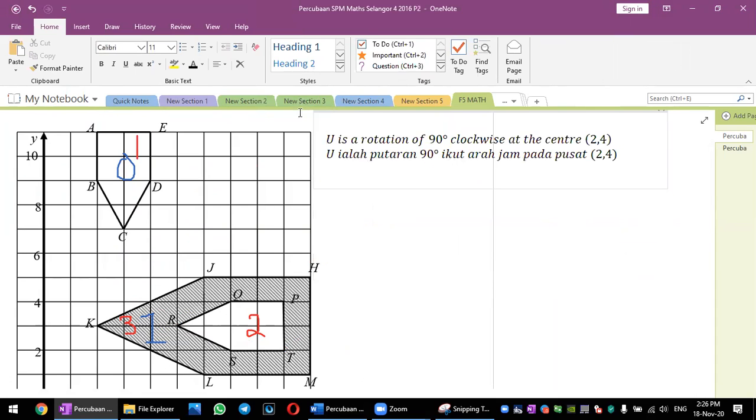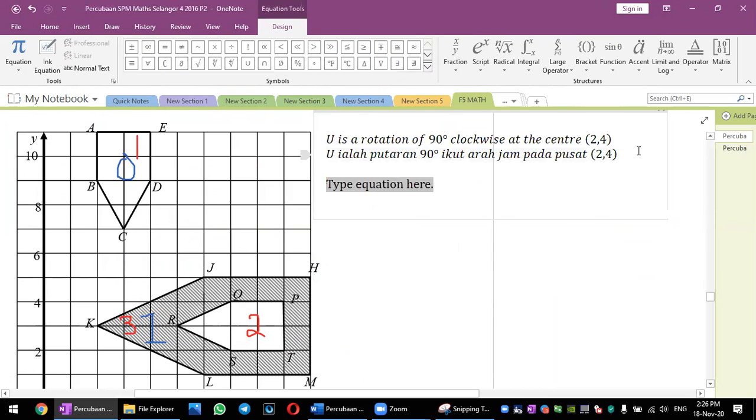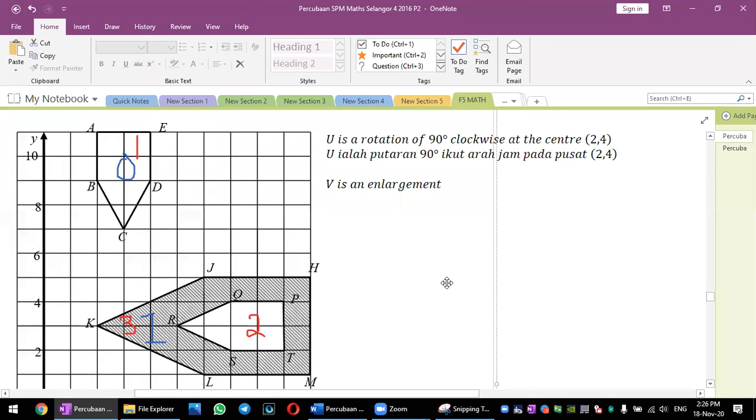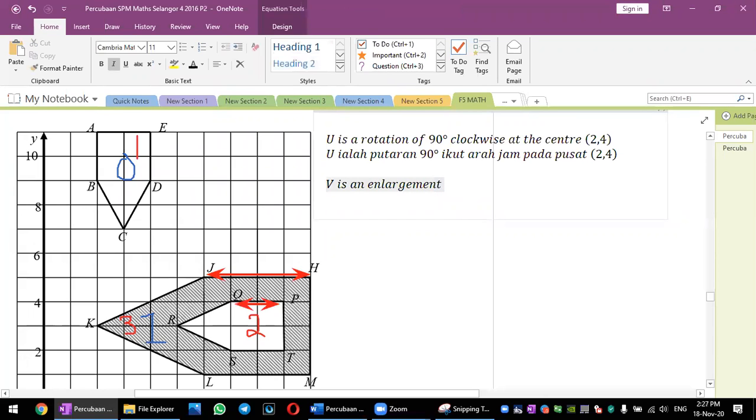Okay, after you know U, then we find V. V is an enlargement. So you need to find what? For an enlargement, you need to find two things: one is the scale factor, one is the center. Kita cari scale factor dulu. QP is 2 boxes. QP enlarged becomes JH. 2 boxes become 4 boxes. So they times how many? Times 2. Yes, 2 times 2 become 4. So the scale factor is 2. Pada faktor skala 2.